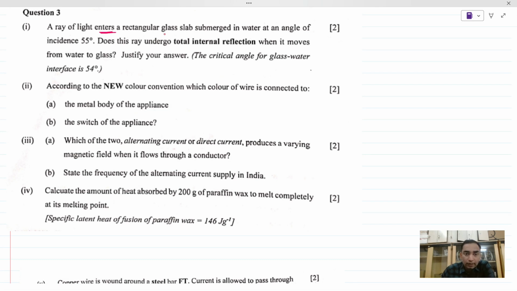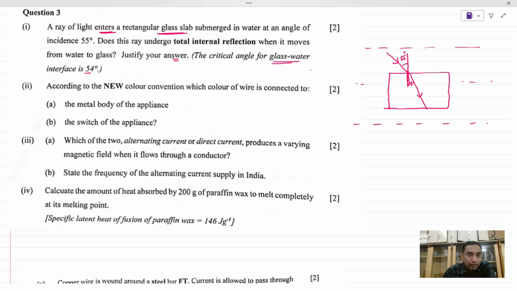A ray of light enters a rectangular glass slab submerged in water. Okay. So there is this rectangular glass slab which is inside water. So this whole part is water and so on. Now the light enters the rectangular slab at an angle. So angle of incidence is 55 degree. And then it will go inside like this and it will bend towards normal. Correct? Does this ray undergo TIR? The critical angle for the glass water surface is 54 degree.